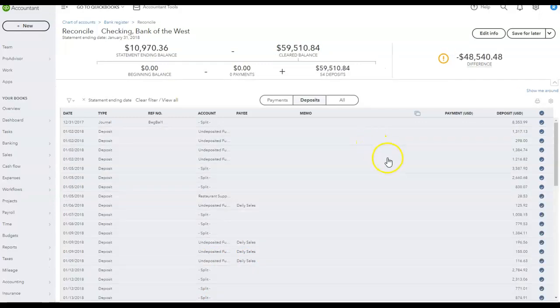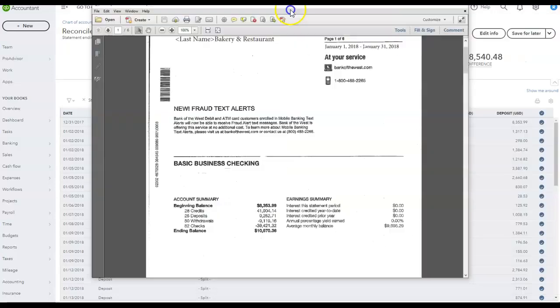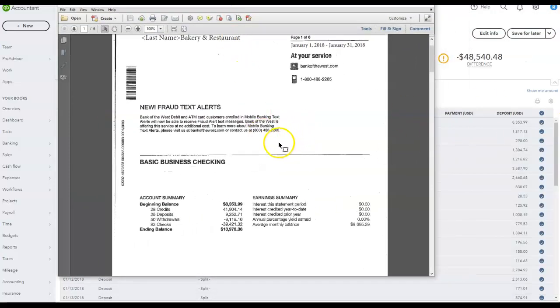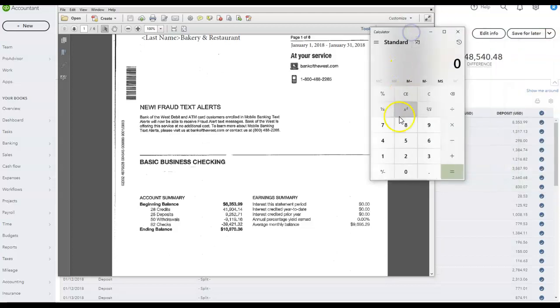Okay, now I've gone through my bank statement. I've compared it to everything up here for the deposits, and I checked them all off. Now I have checked a total of $59,510.84 in deposits. How do I check that? How do I verify that's correct before I proceed? Well, I can go back to my bank statement and I can say they have listed $41,904.14 in credits, $9,252.71 in deposits. So those are all deposits.